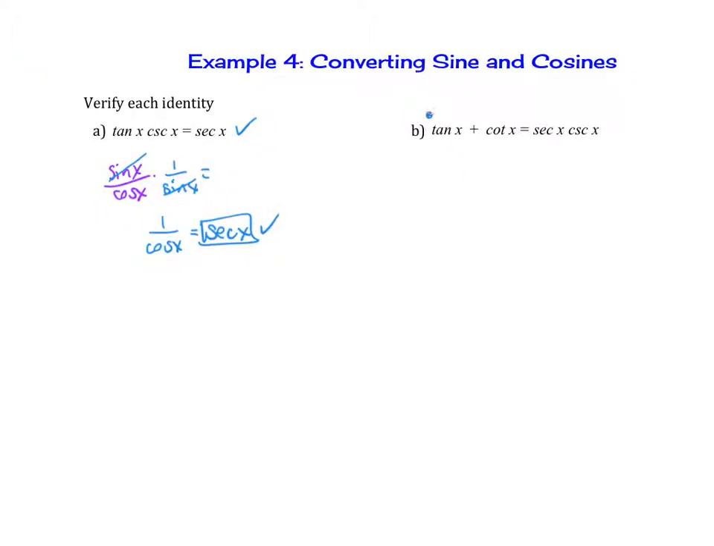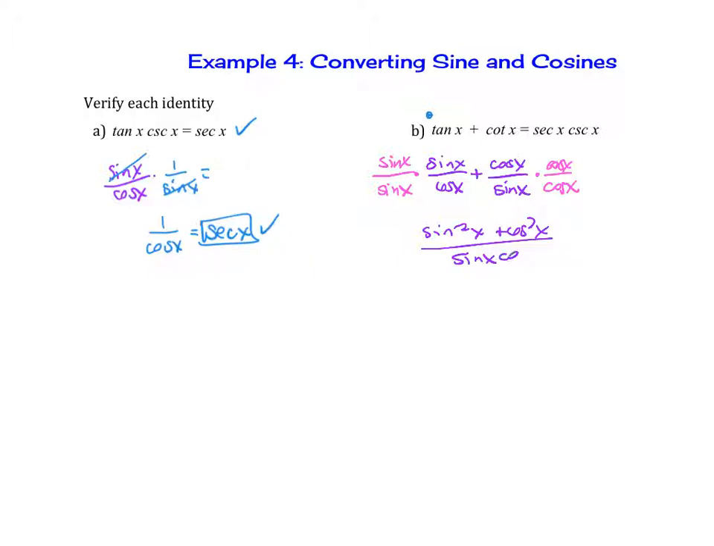Letter B. So let's start on the left side because we're adding. So this is sine of x over cosine of x plus cosine of x over sine of x. In this case, we want to get a common denominator. So I'm going to multiply sine of x to the first one and then cosine of x to the one on the right. Then we simplify. This is sine squared of x plus cosine squared of x over sine of x times cosine of x. Remember that sine squared of x plus cosine squared of x is just 1. So 1 over sine of x times cosine of x.